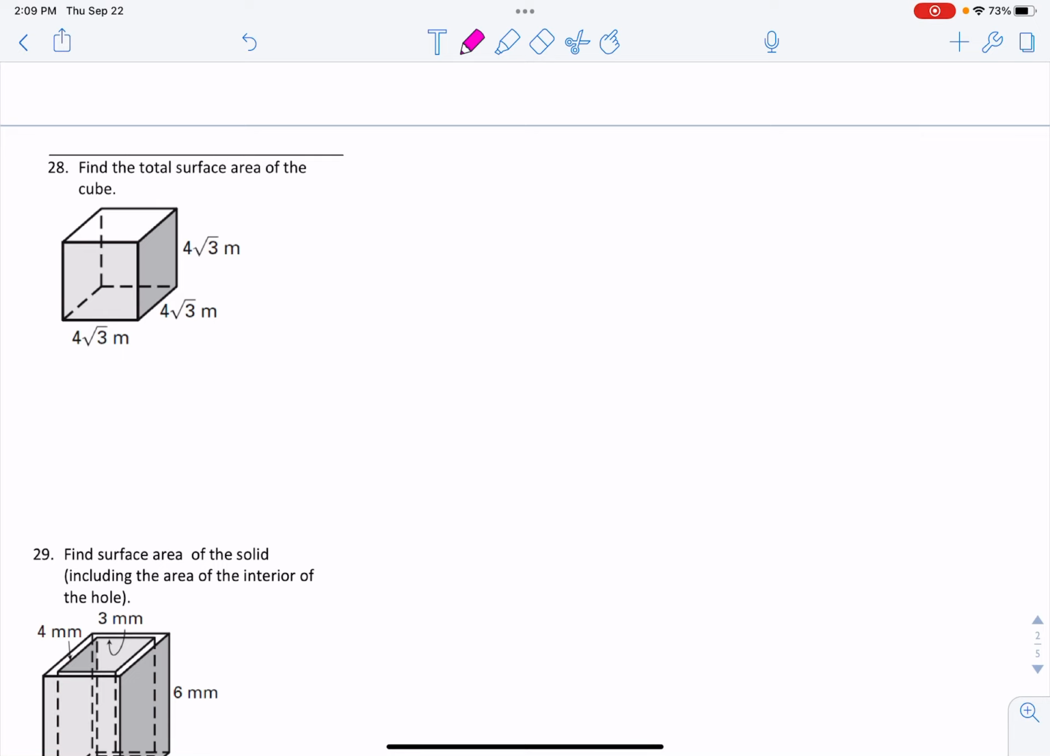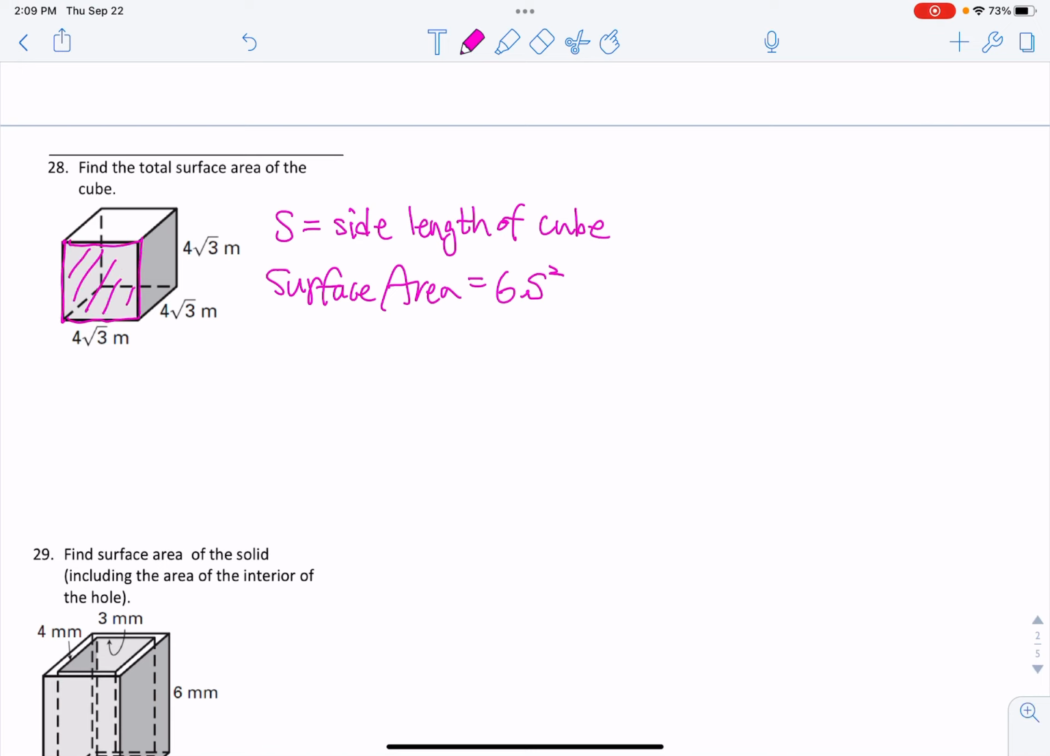If you have one side length as S, the side length of a cube, then the surface area formula will be 6S squared. S squared means one of the faces. So the area of this one, and you have 6 faces with the same area, so 6S squared.